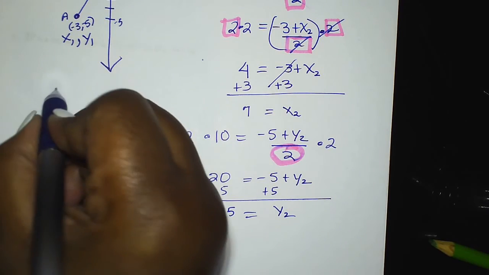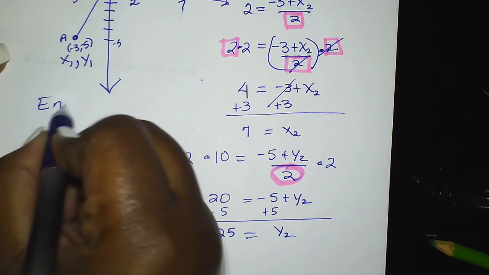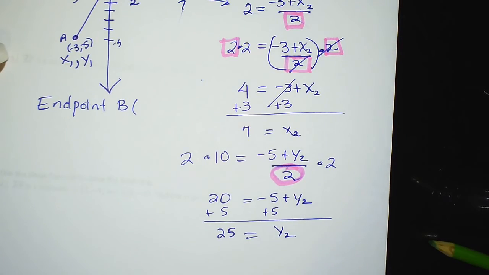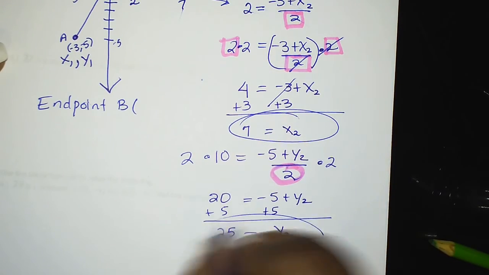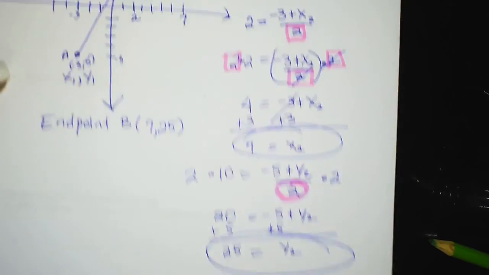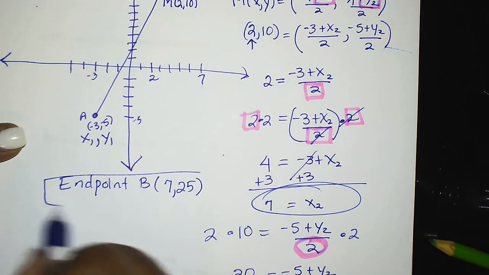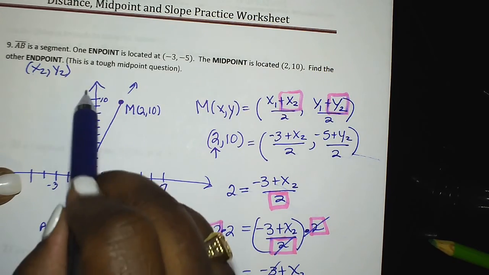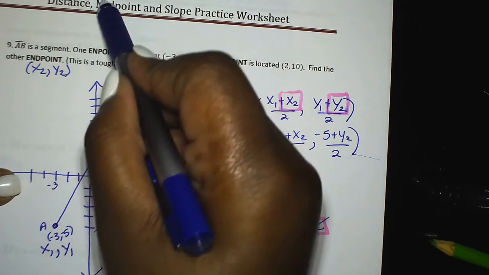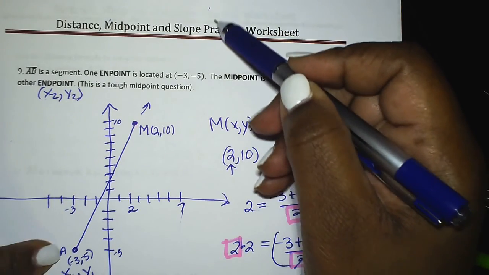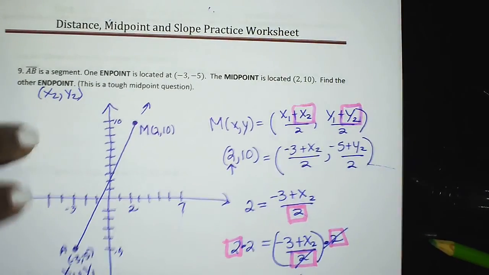So my endpoint B is located at (7, 25). That's my answer. And if I had to plot it, 7 is here, this is 10, so 25 will be way up here somewhere, and that's my B. So it looks like it would indeed be the other endpoint.